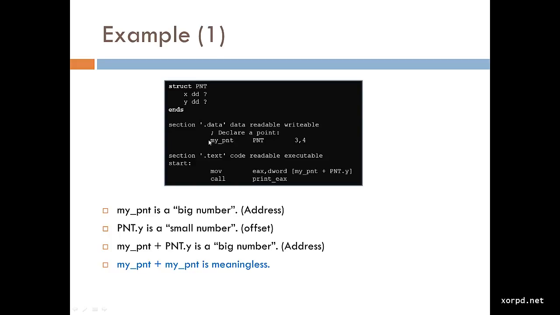We also can see that my point is a big number. It is a label and it represents the address of point in memory. pnt.y is a small number, or an offset. We know that because we really know the value of pnt.y. It equals 4. We can see it from this struct definition. So we conclude that my point plus pnt.y is a big number, as a sum of a big number and a small number. We get that this quantity is an address, a big number, which is composed of a big number plus a small number. And by the way, using those rules of thumb, you will know not to do something like this accidentally in your program.